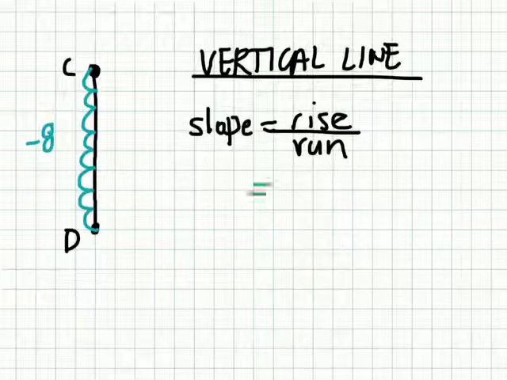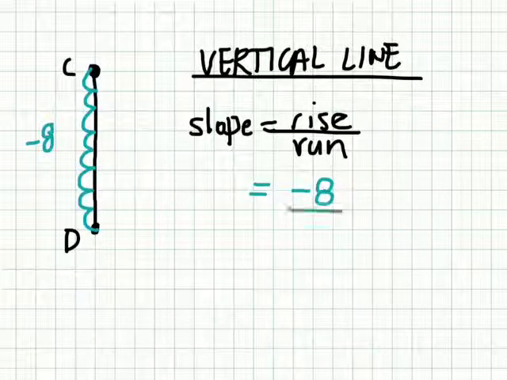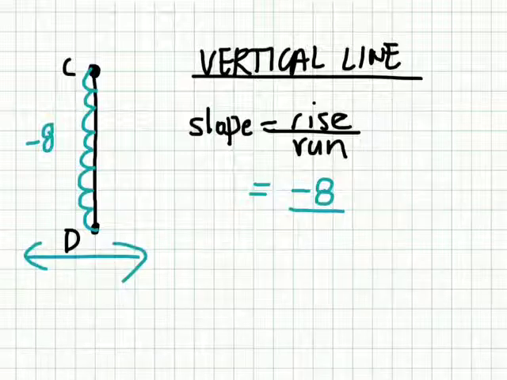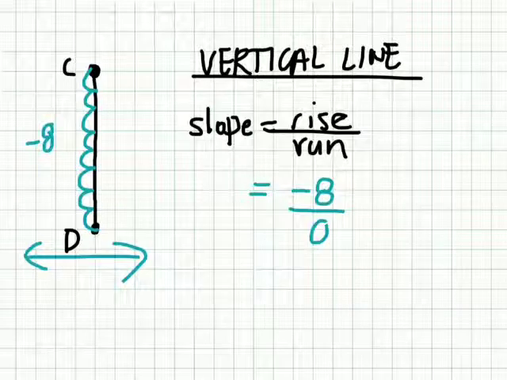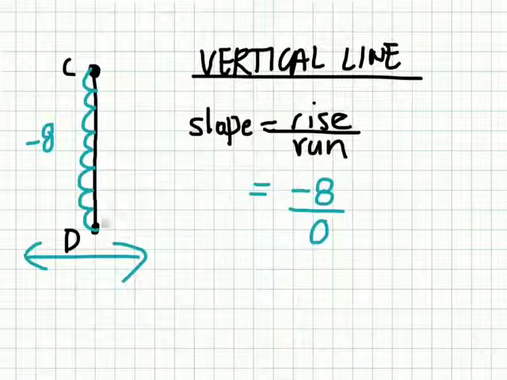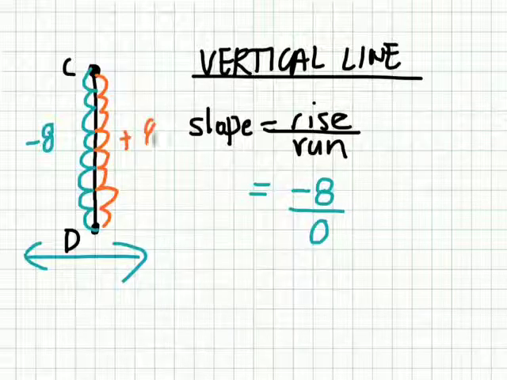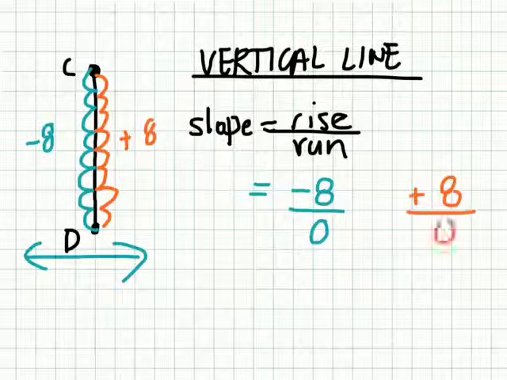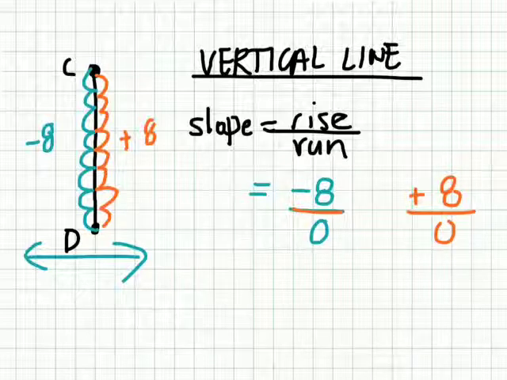The rise is -8. Does this have a run? Does it go left or right? So what is the run? I want you to try doing this on your calculator. -8 divided by 0. Tell me what happens. It doesn't matter if we put positive. If we went from D to C, +8. Doesn't make a difference. Try +8 over 0. Still doesn't work. You cannot take a number and divide it by 0, divide it by nothing.